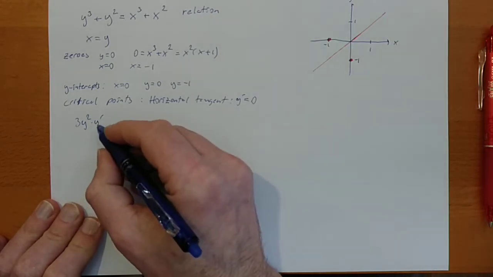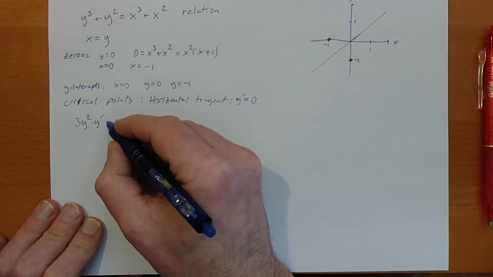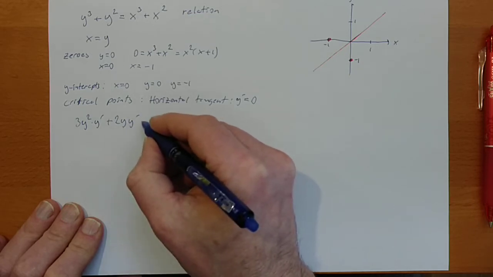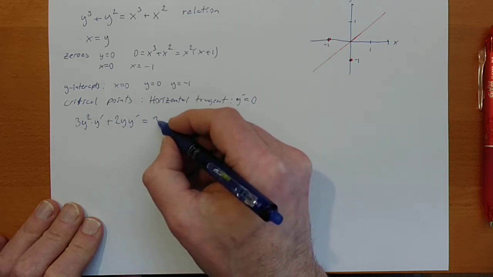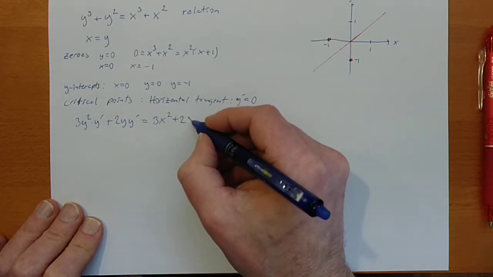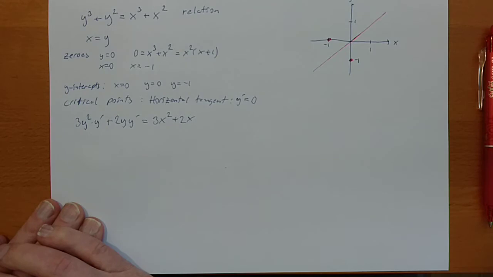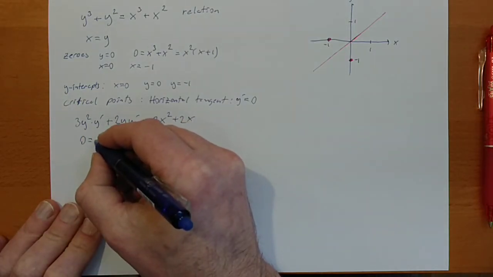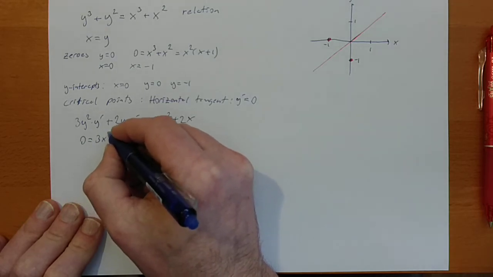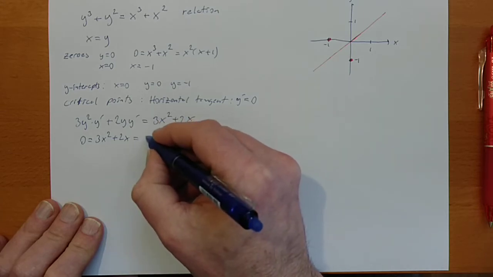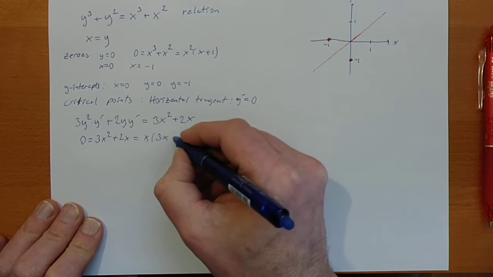3y squared times y prime plus 2y prime equals 3x squared plus 2x, right? And now we set the derivative to 0, so that will give us the equation 0 equals 3x squared plus 2x, or x times 3x plus 2.